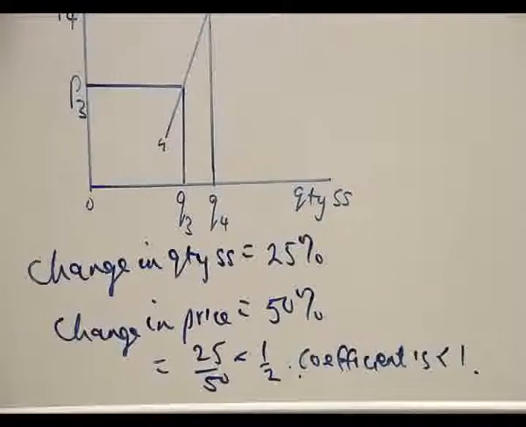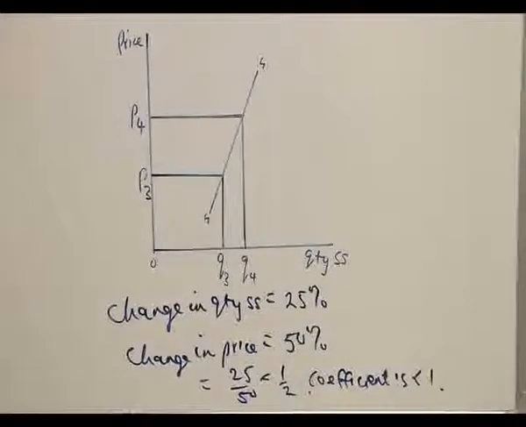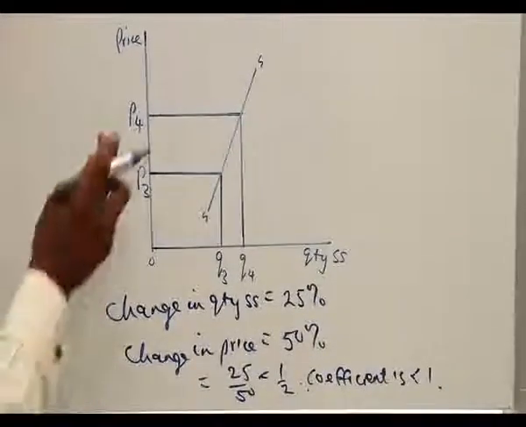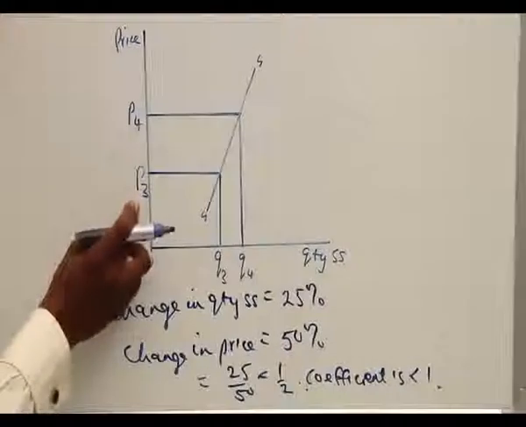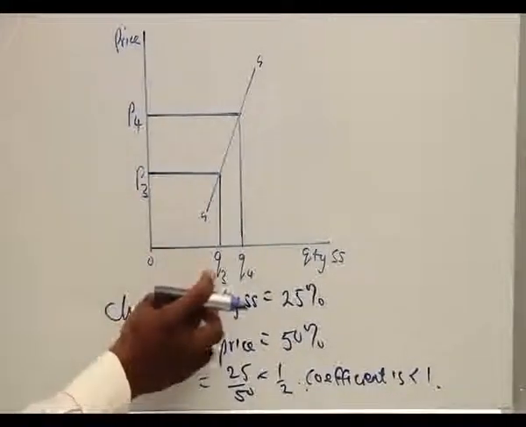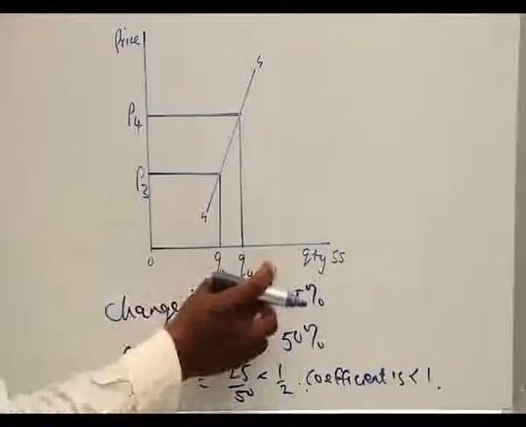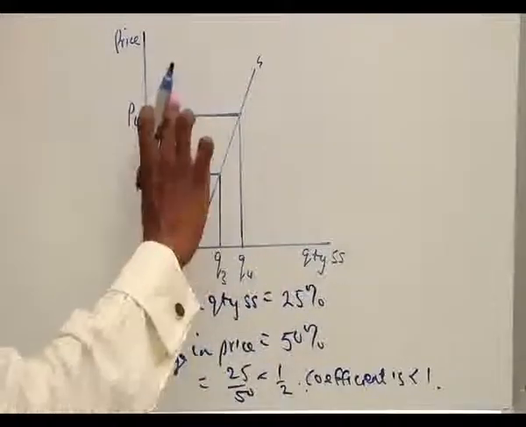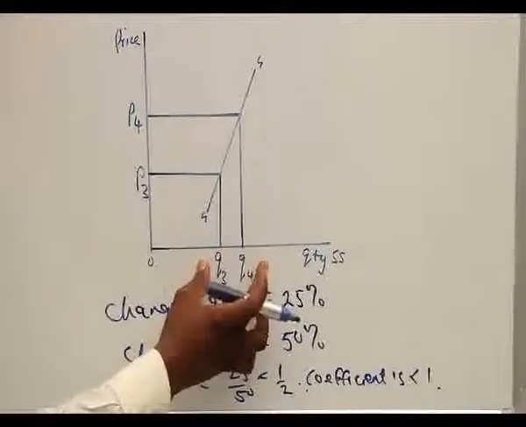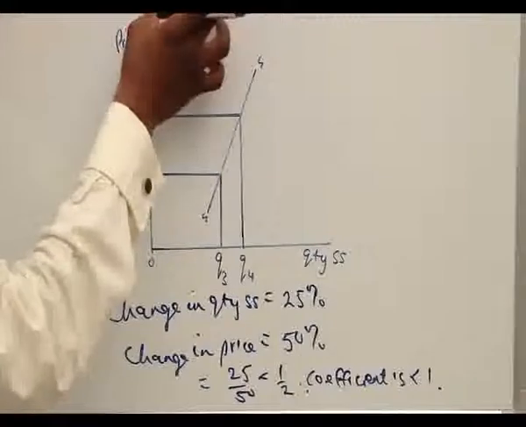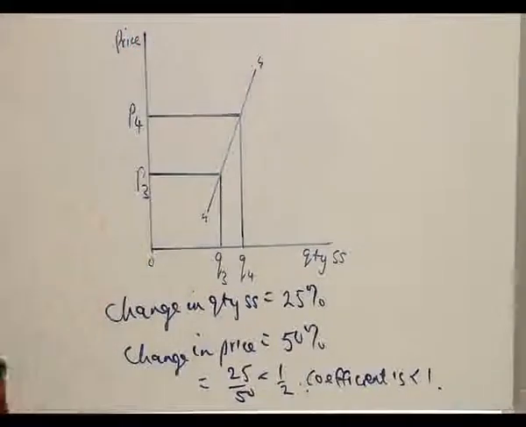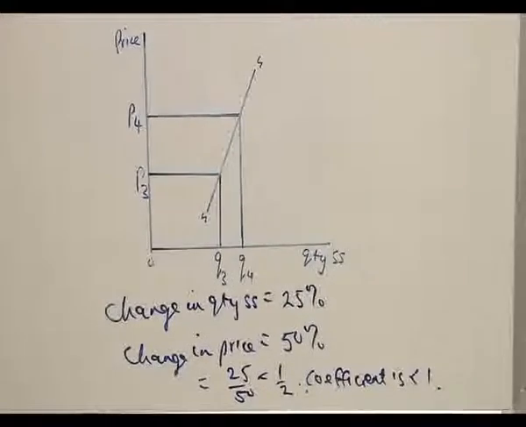inelastic. The diagram has demonstrated that, looking at the change from P4 down to P3, comparing with Q3 to Q4, you observe that the change here is greater than the change here. So that is what makes it inelastic supply, where the coefficient is always less than 1.